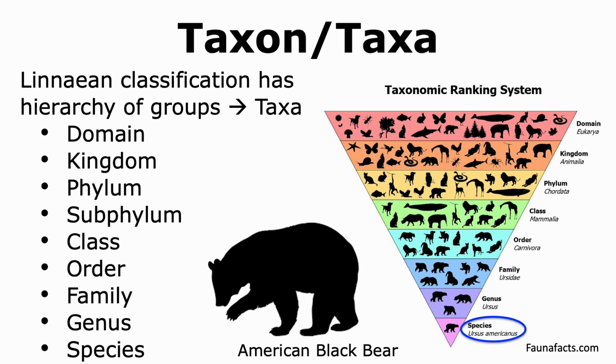The last taxon is species. The American black bear belongs to the species of Ursus americanus, and it should be noted that in the case of species, we do include the name of the genus as well. Thus, the scientific name of the American black bear is Ursus americanus.